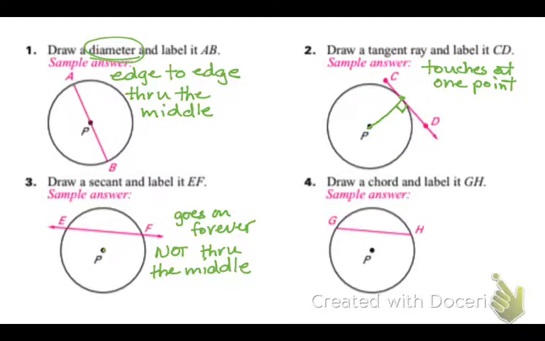A chord is similar, except it only goes edge to edge. And it too, just like the secant, does not go through the middle. So make sure you know the difference between these, and also know what we just talked about a minute ago.